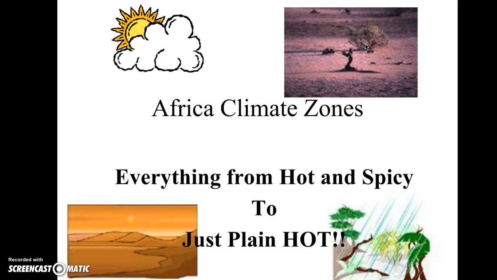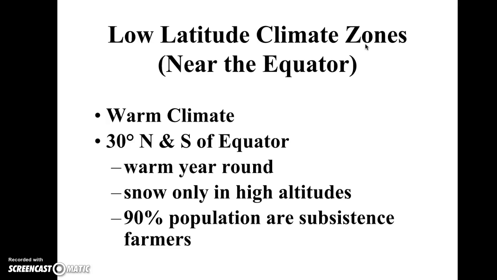Most of these climate zones are in what we call the tropical climate zones or the low latitude zones. So these low latitude climate zones that are located near the equator are typically going to have a pretty warm climate. They are typically going to be located between 30 degrees north and 30 degrees south of the equator. In most of these climates, it's warm year-round. The only time you really find snow in these latitude zones is when you're at an extremely high altitude. So low latitude, high altitude.